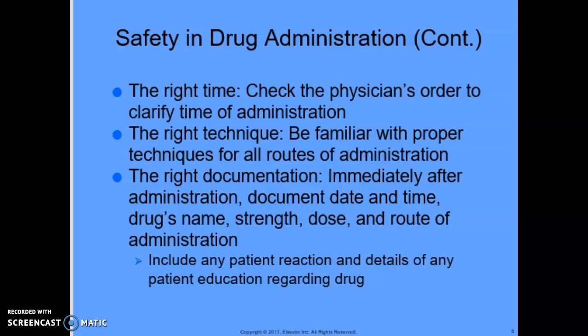Immediately after administration, document the date and time, the drug name, strength, dose, and route of administration. And in certain instances, especially when you are doing immunizations, it's important that you also take information on lot numbers. So again, specific to protocol, making sure that you know the correct protocol of what to document, and make sure to include any patient reaction and details of any patient education regarding that drug.